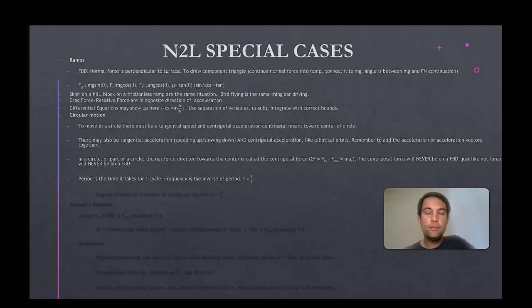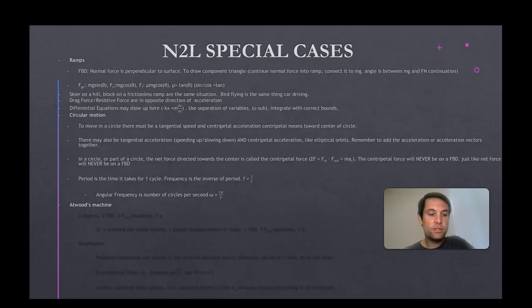Period is the time it takes for one cycle. Frequency is the inverse of the period. So frequency equals 1 over period. Angular frequency is the number of circles per second. Omega equals 2 pi, because if we go completely in one circle, we've gone 2 pi radians, divided by our period.